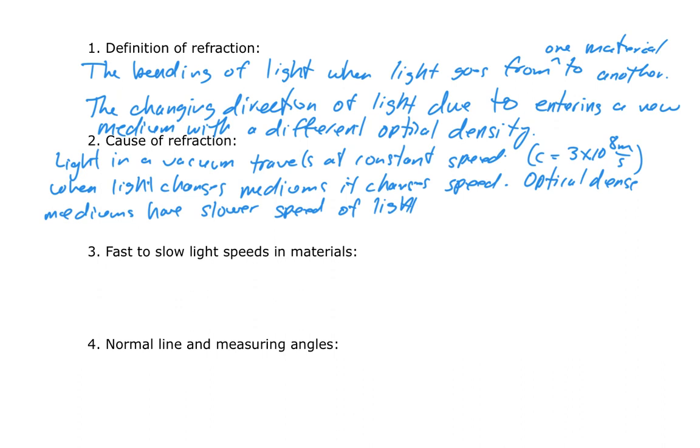Now, why does this happen? We're gonna watch some videos and we're gonna use some analogies. But basically, this has to do with the fact that light is a wave. Okay, so we have to remember that light is a wave. And when the wave front hits the new medium, that's when the bending occurs.